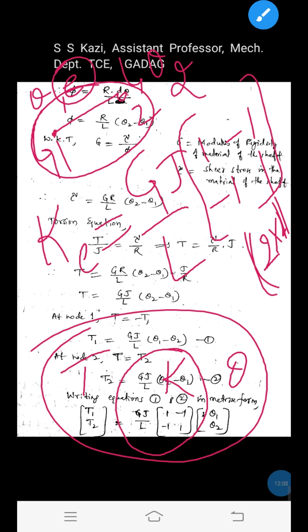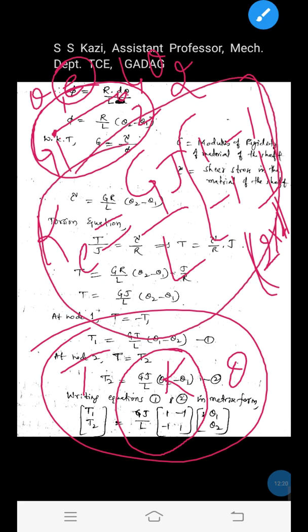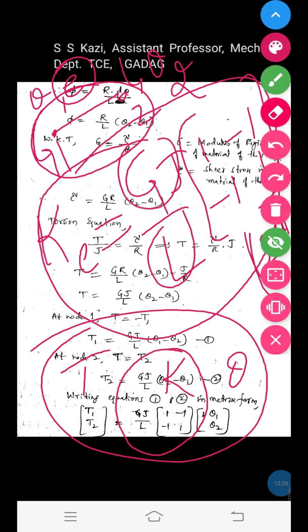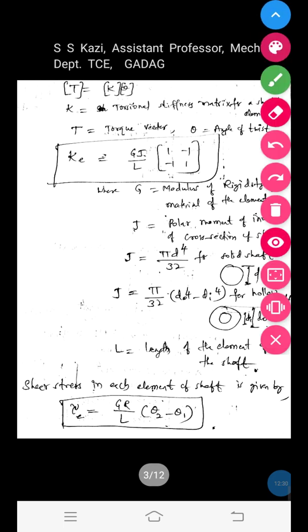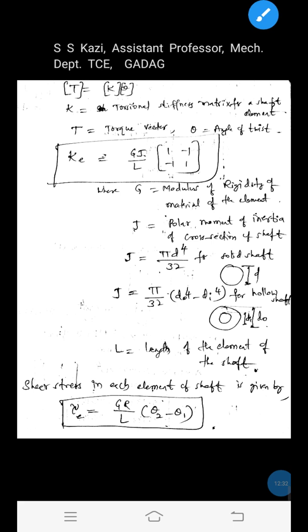I hope you have understood. And this is the formula to determine the torsional stiffness matrix for individual elements of the shaft, given by GJ by L [1 -1; -1 1]. Okay, the same we will discuss in the next page. Now we have derived this in detail. I have explained the torsional stiffness matrix. T is equal to K into theta, where K is the torsional stiffness matrix of a shaft element, T is the torque vector, and theta is the angle of twist.